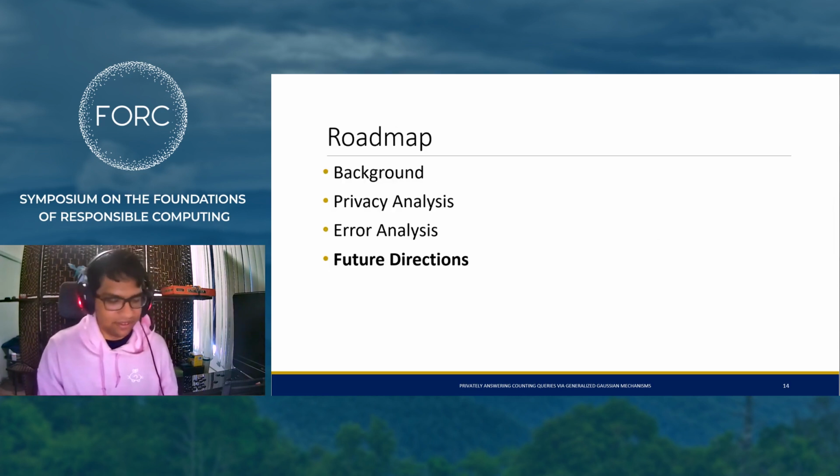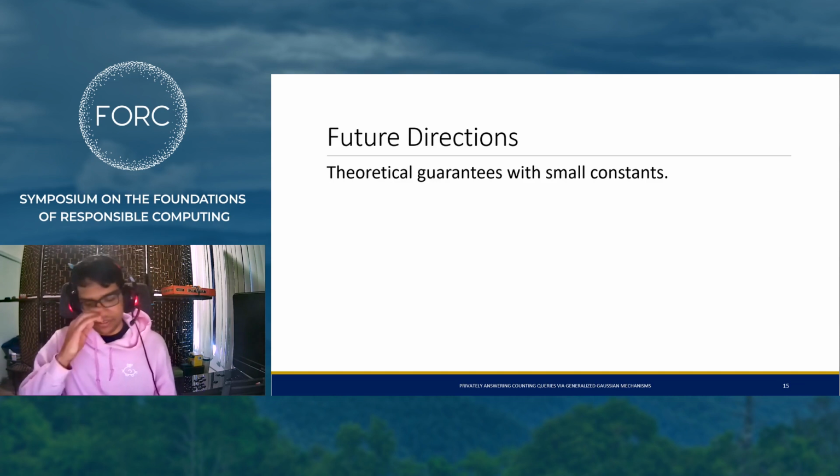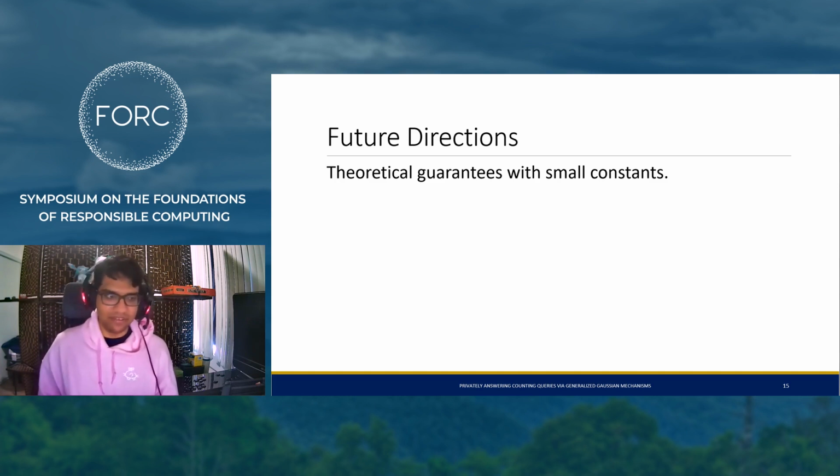Okay, so that concludes the analysis, and I'll just finish up by talking about some interesting future directions in this line of work. So one thing is that in our paper, while we do give constants in our bounds, we didn't attempt to optimize these constants, and so these constants are probably pretty far from what can actually be shown. So it would be nice to get theoretical guarantees for the generalized Gaussian mechanism that come with constants that are closer to optimal and ideally practical. Because obviously with any project like this, the goal is that eventually these mechanisms can be deployed in practice.